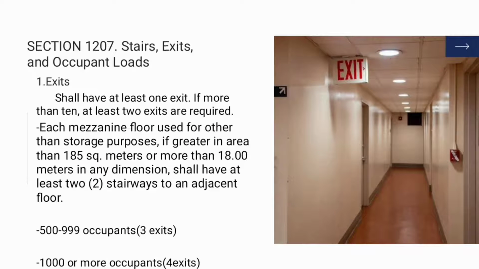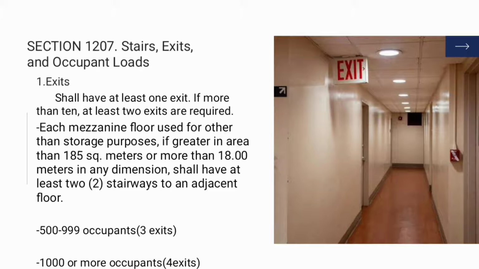So, for the exits, every building or structure should have at least 1 exit. In all occupancies, floors above the first story having an occupant load of more than 10 shall not have less than 2 exits. So, as I said earlier, above the first story, if the occupant load is more than 10, it should not have less than 2 exits. So, the minimum is 2 exits when it is more than 10.